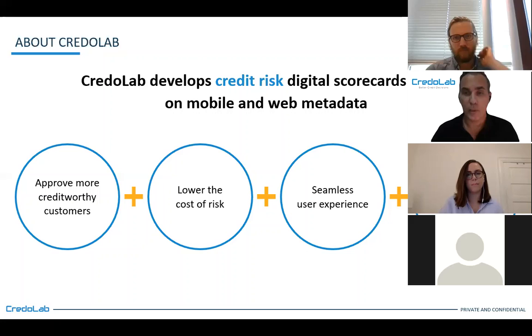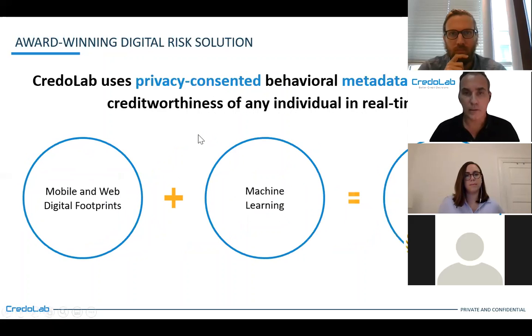And also, we protect user privacy. There is no personal data involved in our credit scoring modeling pipeline. There is only metadata. So if we go to the next slide, we access only privacy consented behavioral metadata. And the idea is that we apply machine learning algorithms to digital footprints that have a lot of value, but unless the information value, unless the correlation with delinquency is properly assessed, it's difficult to make sense of those.